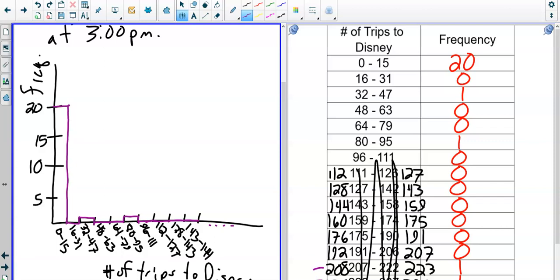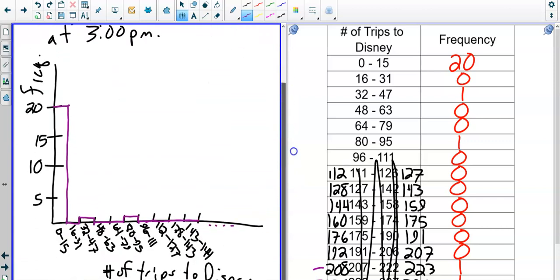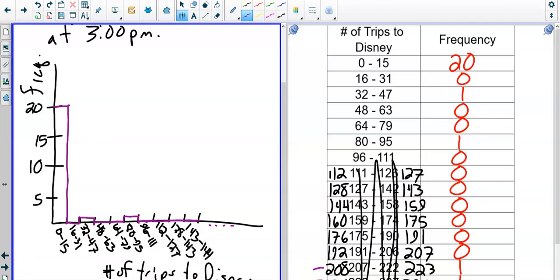And again, all these bars are touching, and all these bars are the same width. That's important. And I've got my title up here, and I've got my labels on my y-axis and my label on my x-axis.